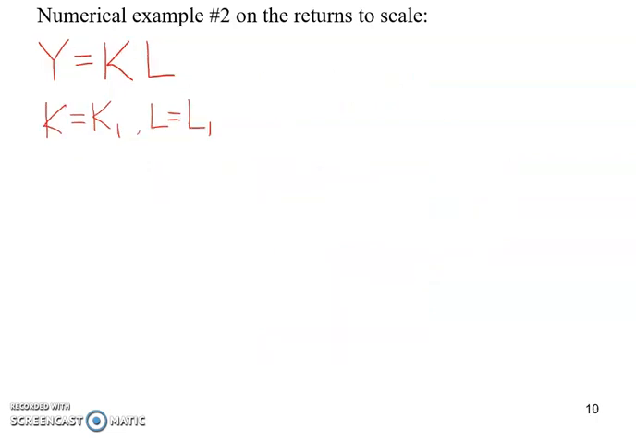Now let's take a look at the second case. As you can see here, it's non-linear. The output y equals K times L, the product of capital and labor. As we did before, the first thing we do is plug these specific levels into the production function. So the initial level of output y1 equals K1 times L1.